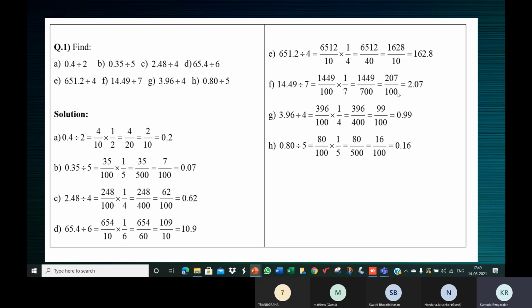Now you're happy. Even if you can simplify, don't simplify. Here you cannot, but even if you can, don't simplify. Be happy with this because it's easy. 207 by 100 is straight away 2.07. Because in the denominator, we have 2 zeros, that means after the decimal point, we should have 2 digits. We already have 3 digits here, 207, so place a decimal point here so that you have 2 digits after the decimal point.